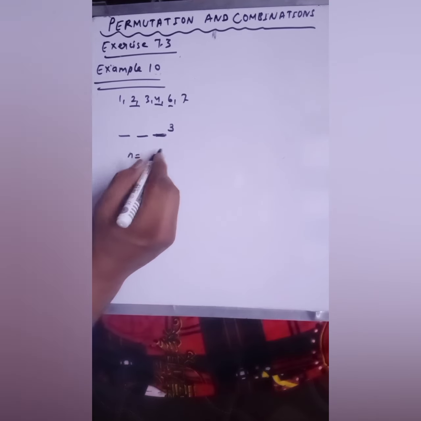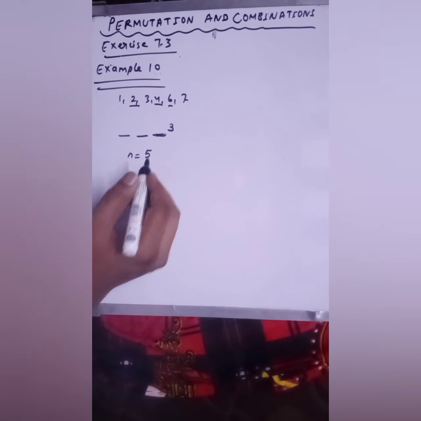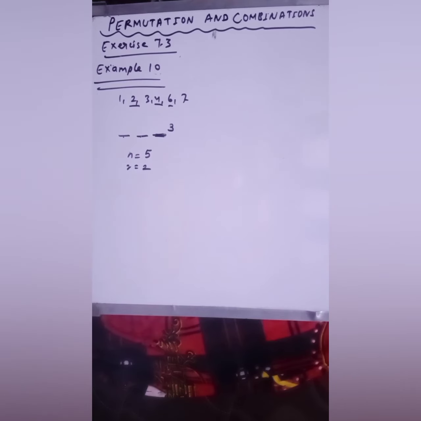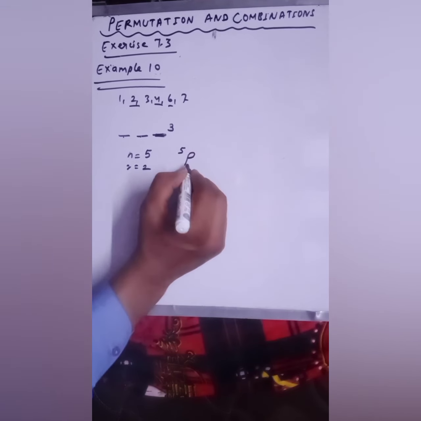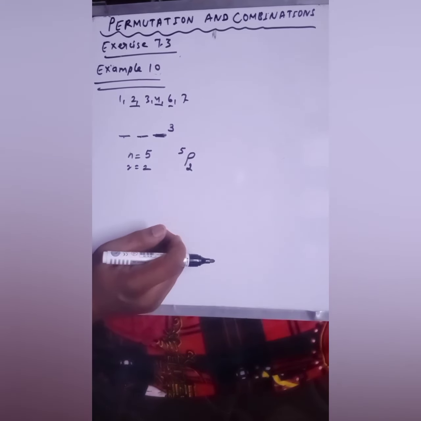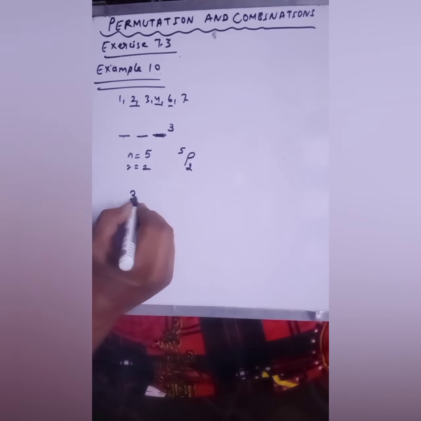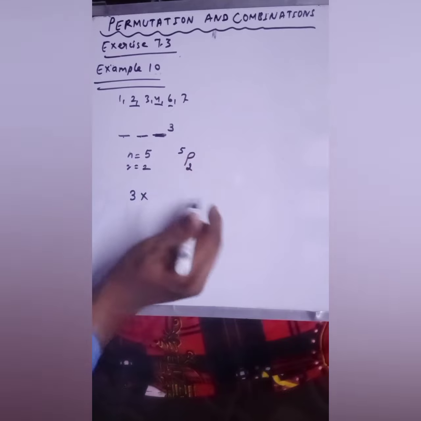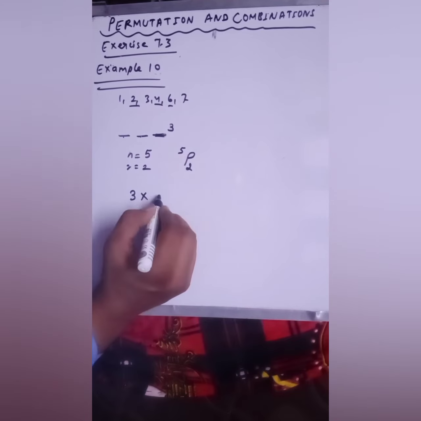So your n would be 5, and from this you have to make a 3-digit number. This place is already filled, so you have to fill these 2. So your r would be 2. So your permutation would be 5P2. Solve this. Whatever answer comes, you have to multiply it by 3, because to fill this place you have 3 choices.